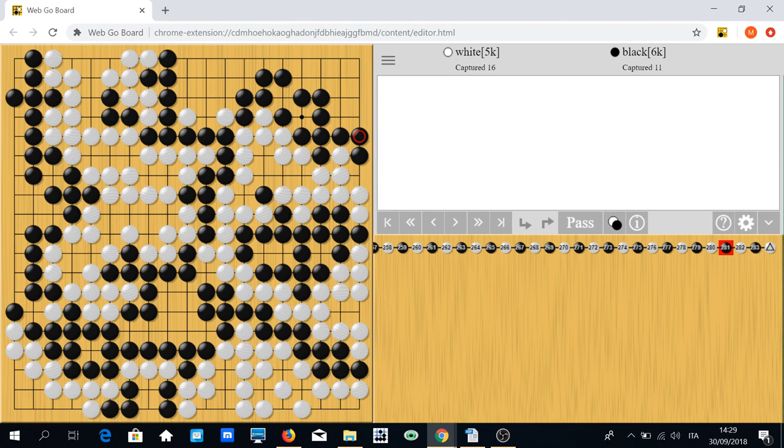Please note that white captured 16 black stones, and black captured 11 white stones. Captured means captured piece, captured stone, it's the same. So pass, and now we are ready to score.